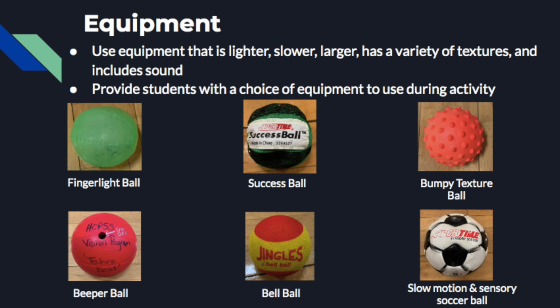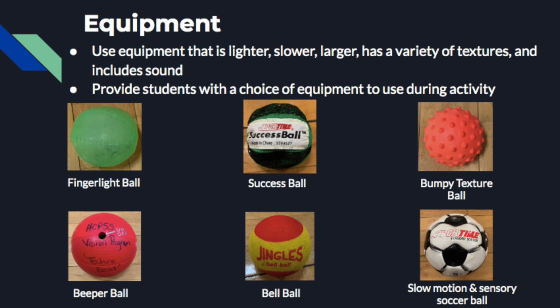As we have already started to discuss, using different and modified equipment can help all students succeed and access learning. The teacher should provide students with a variety of equipment that is lighter, larger, and has a variety of textures and includes sounds. A best practice is to allow students the opportunity to choose which type of equipment they want to use. Pictured here on this slide are some examples of different types of modified equipment.